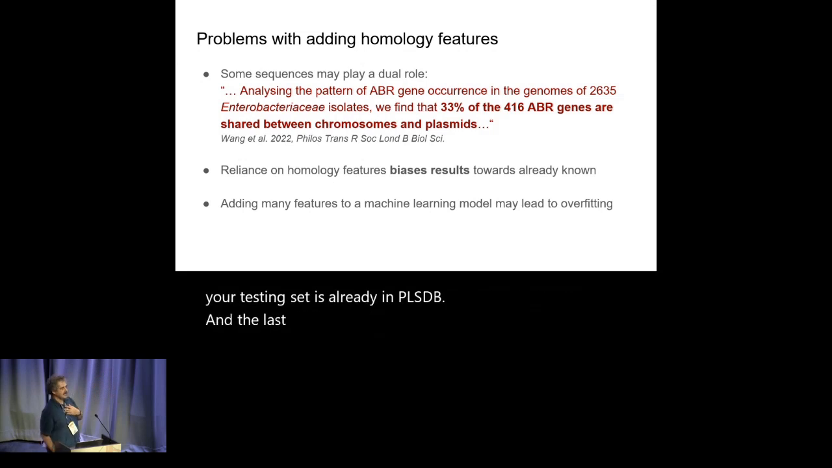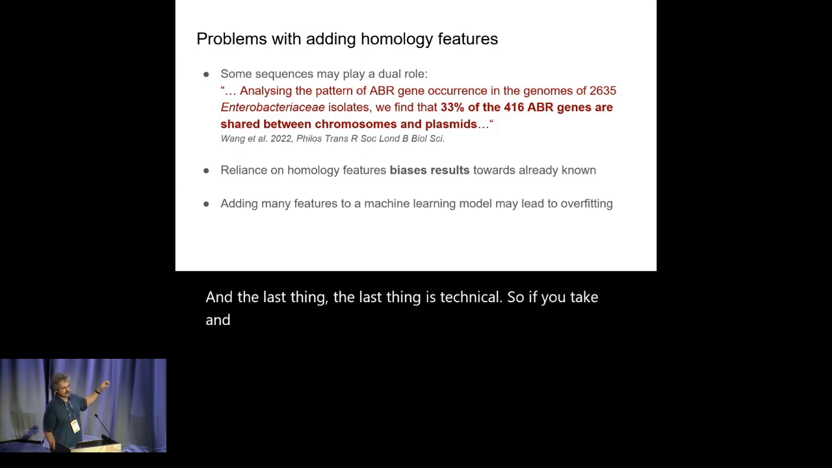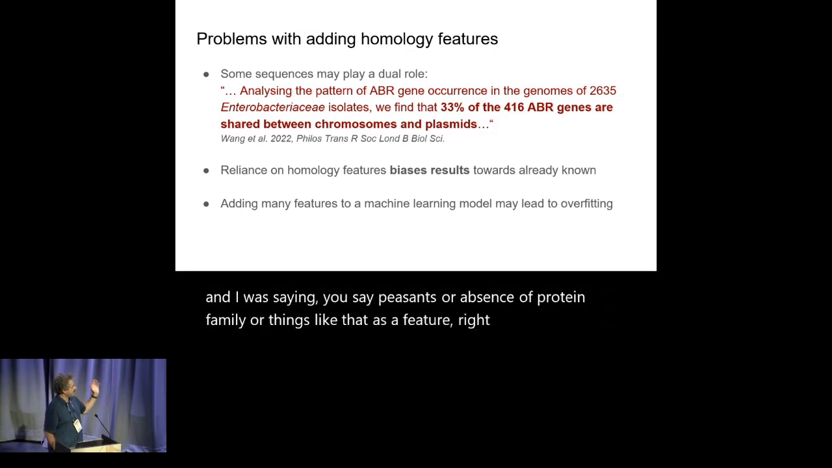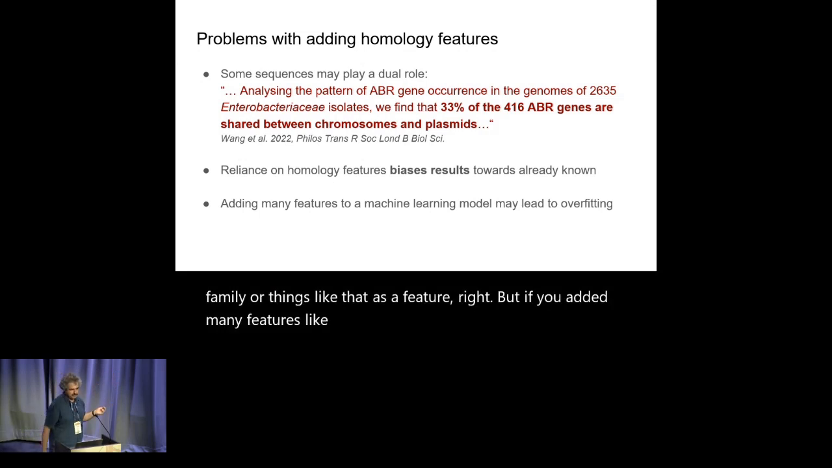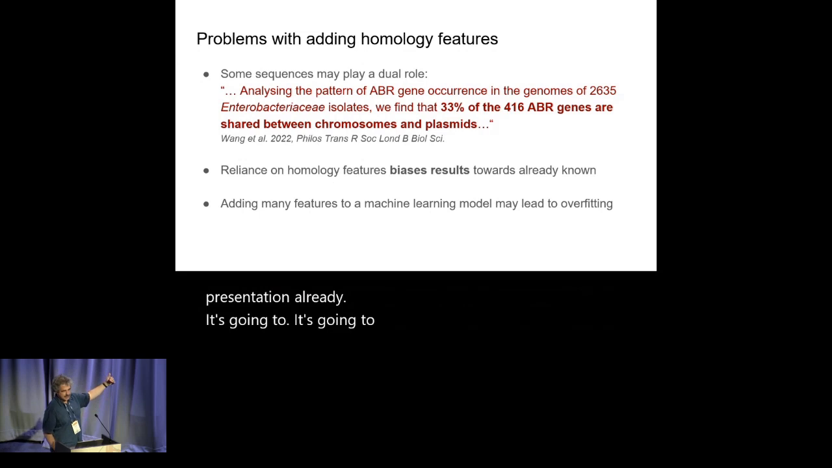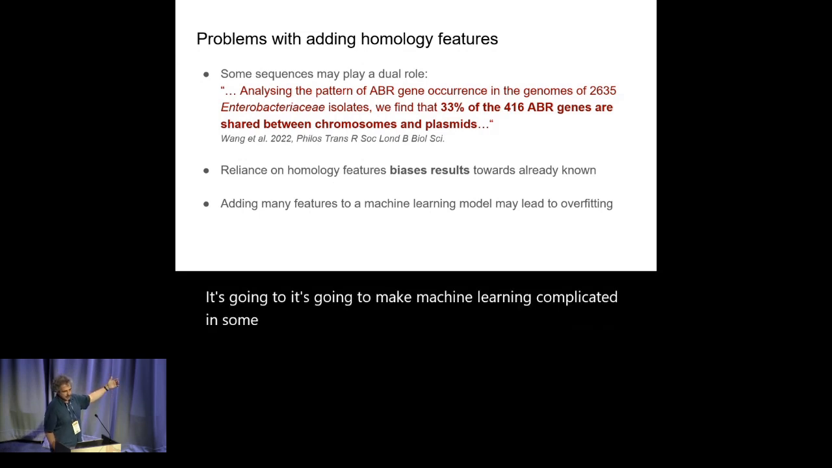And the last thing is technical. If you use presence or absence of protein families or things like that as a feature, and you add many features like that, as we have seen in a couple of presentations already, it's going to make machine learning complicated in some cases. At least for some models, this will likely lead to overfitting. There are many ways you can avoid it, but you have to work for it.